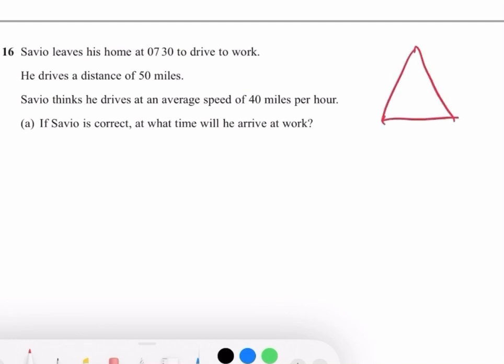947.2. Distance, time and speed question. So you probably know this triangle, distance, time and speed. For the speed we divide distance by time, for the time we divide distance by speed. Okay, let's identify what we have.